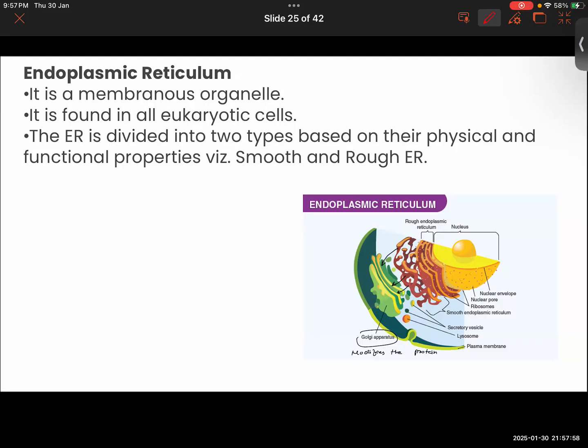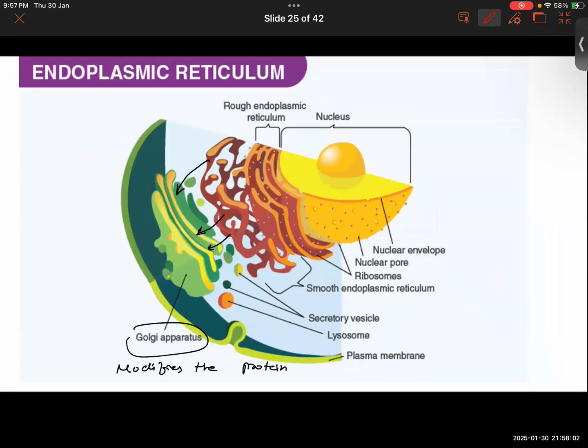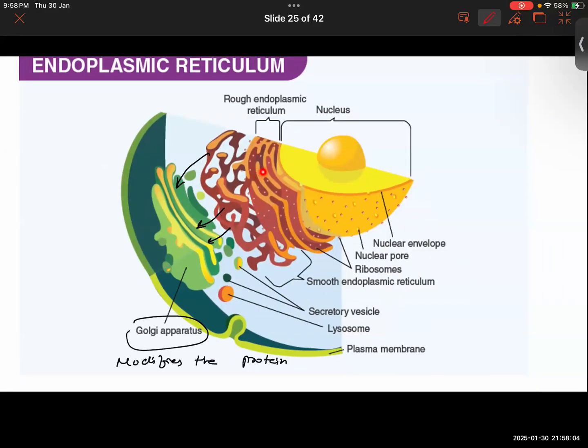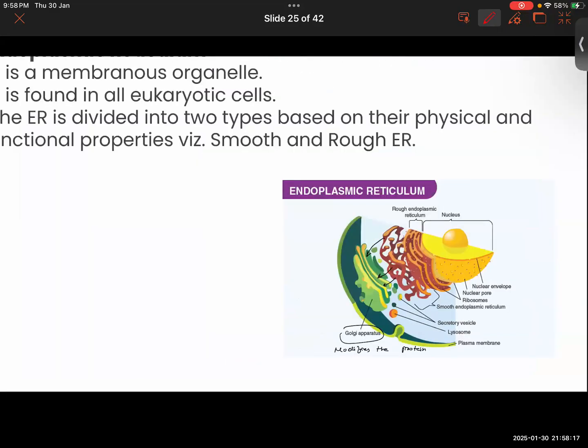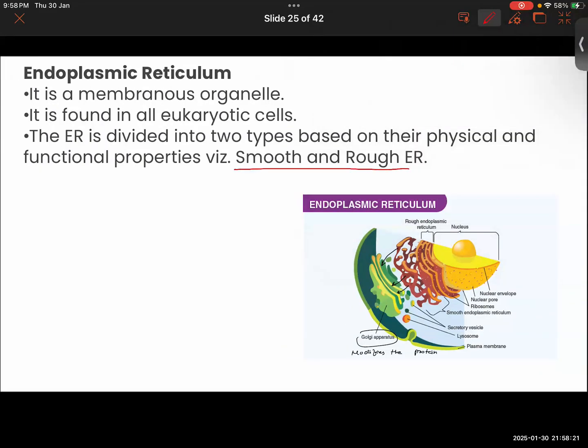Some of the endoplasmic reticulum is covered by ribosomes. So endoplasmic reticulum that has ribosomes on its outer surface is called rough endoplasmic reticulum. Okay? They are called rough endoplasmic reticulum. So it can be of two types. One is the smooth and another one is the rough endoplasmic reticulum.